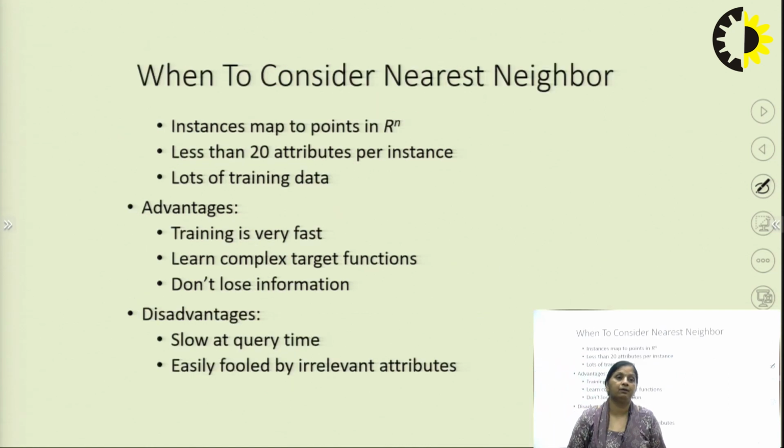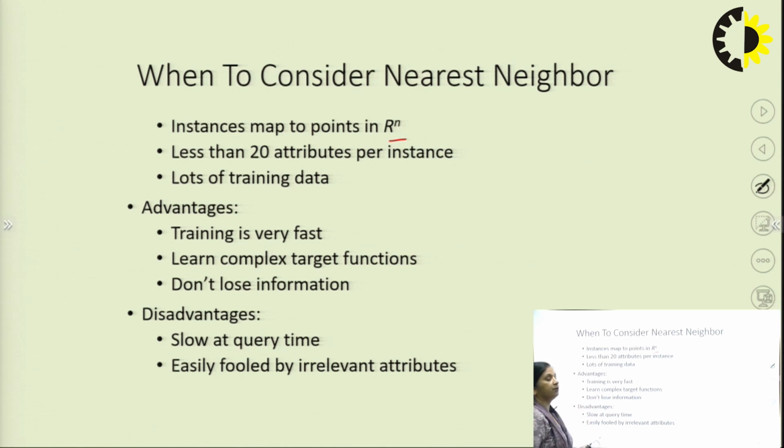So first question, when we start with instance-based learning and nearest neighbor, what should we consider? When should we use it? We apply nearest neighbor when we are able to map the points in n-dimensional real space, Rn. If n is the dimension, I will present that in n dimensional space. And it is advisable to have around 20 attributes per instance. Then we can go for nearest neighbor, and it will give us an efficient answer. If we have more attributes than this, then it becomes very slow.